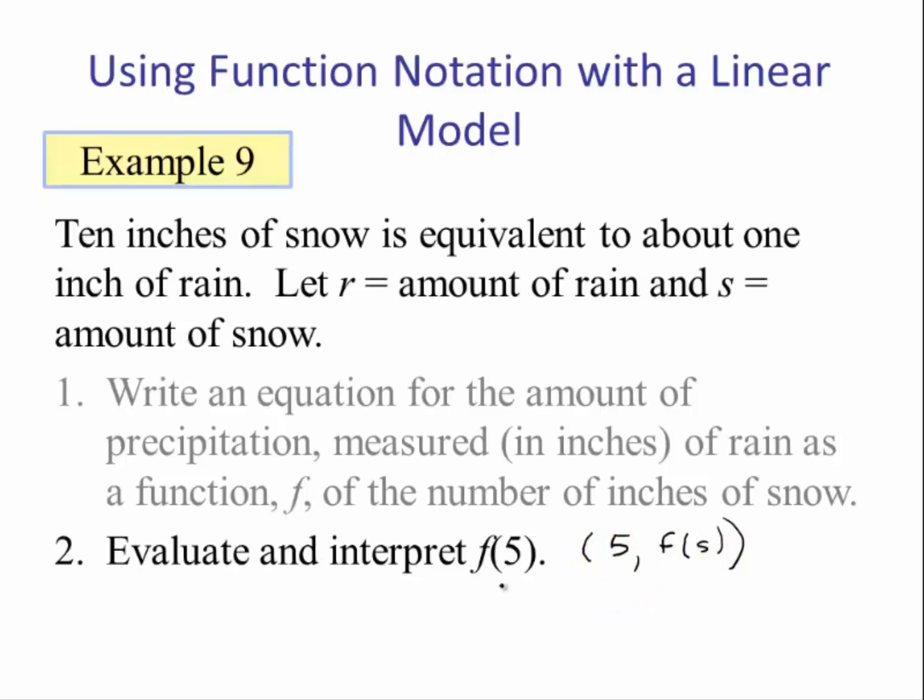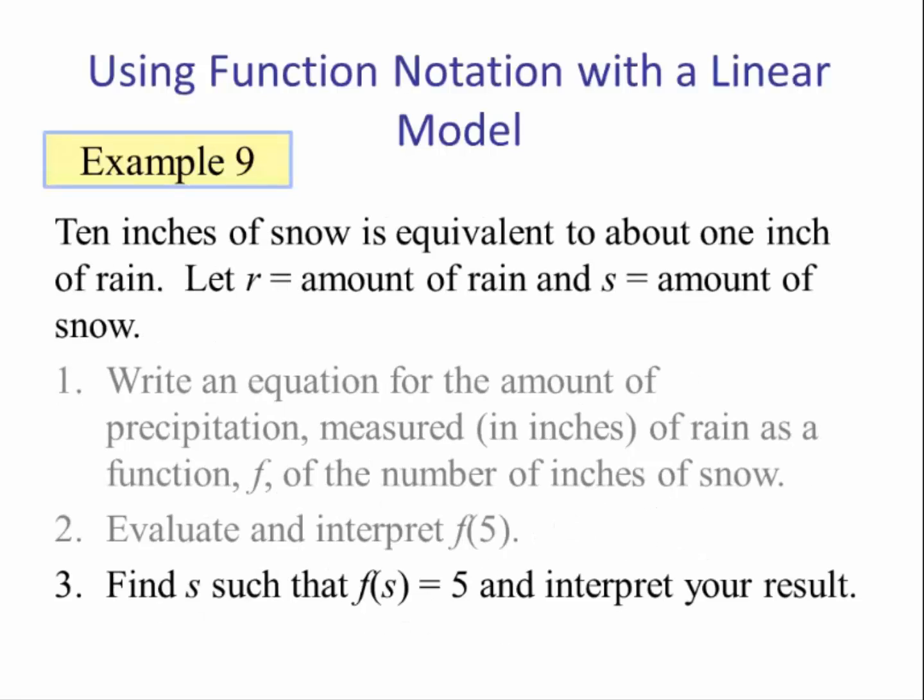To evaluate this, we use our function s divided by 10. So in this case, if we find f of 5, that is going to be 5 divided by 10, and of course we know that is 1/2 or 0.5. So to interpret this, we would say when there is 5 inches of snow, when s is equal to 5, the amount of rain, or r, is equal to 0.5.